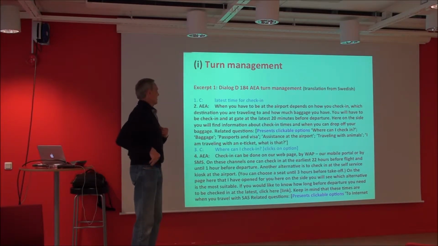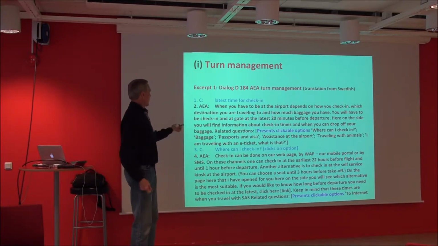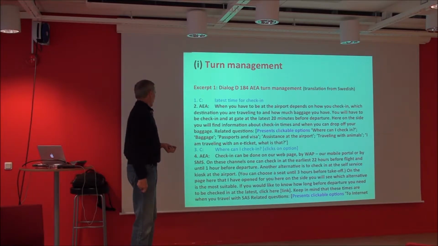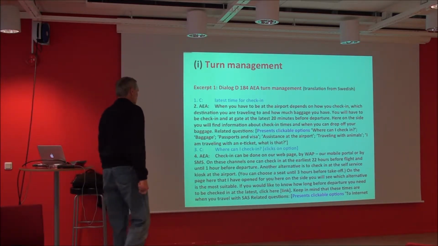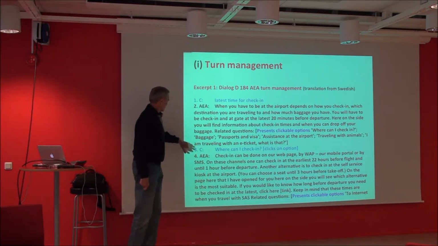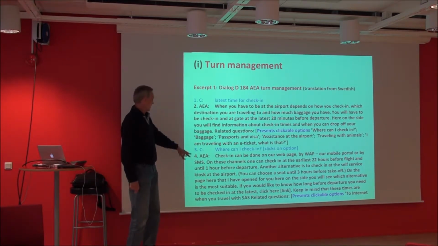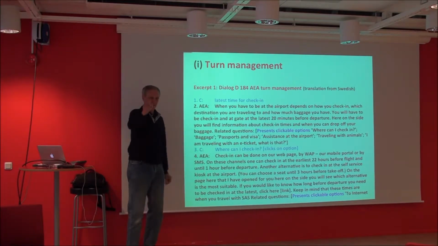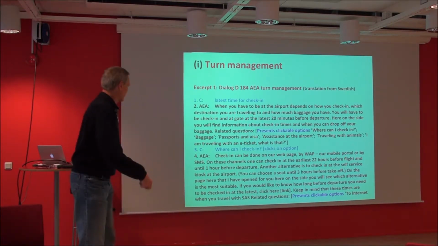Related questions. And then the agent presents clickable options. Where can I check in? Baggage, passports and visa, assistance at the airport, traveling with animals. I am traveling with an e-ticket. What is that? So then the customer does not answer, but clicks on one of these options, right? Where can I check in? Clicks. Okay, and the agent then answers in text.